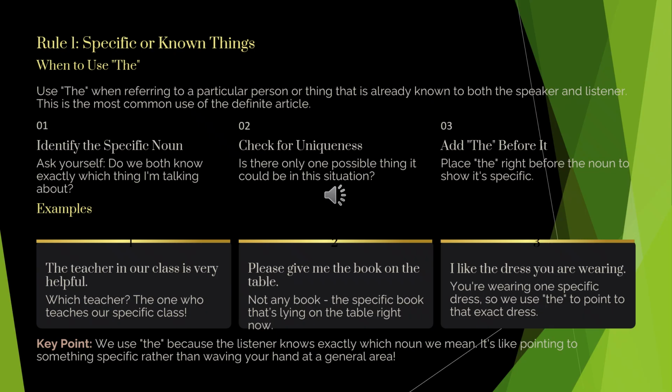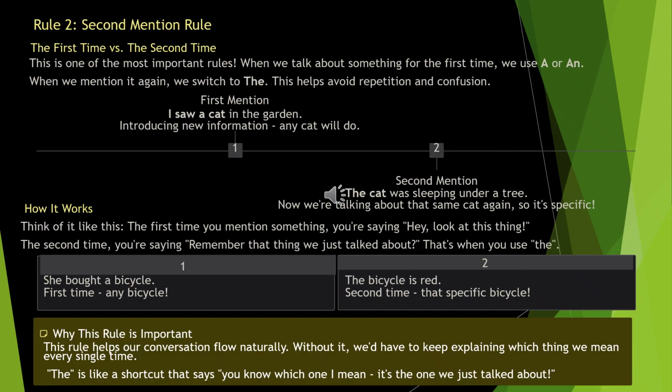Key point. We use the because the listener knows exactly which noun we mean. It is like pointing to something specific rather than waving your hand at a general area. Second mention rule. The first time versus the second time. This is one of the most important rules. When we talk about something for the first time, we use a or an. When we mention it again, we switch to the. This helps avoid repetition and confusion.